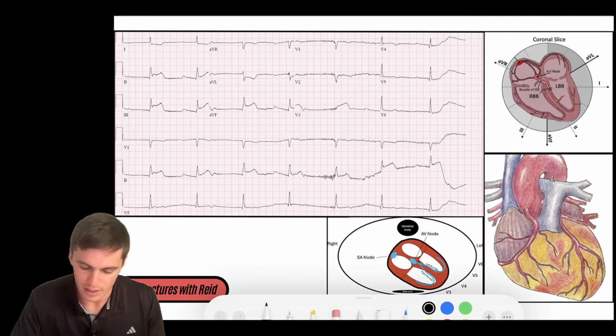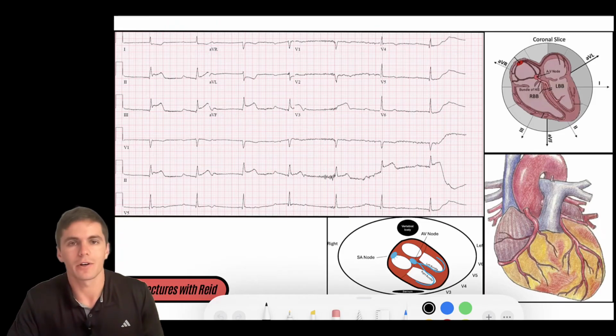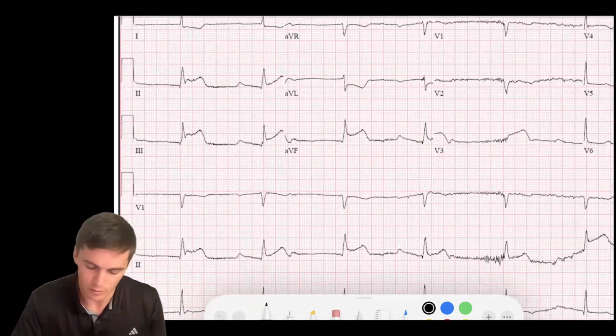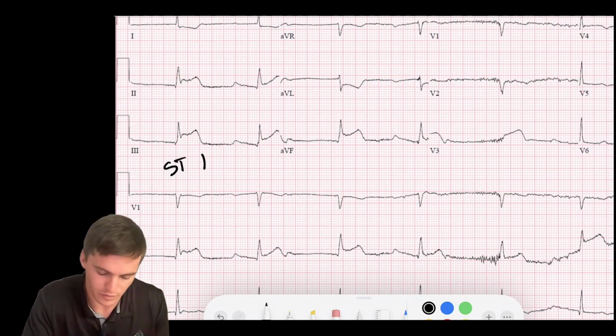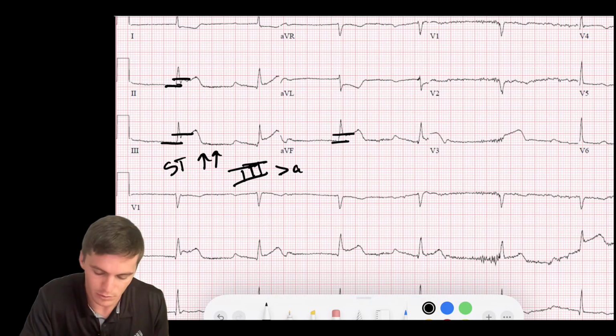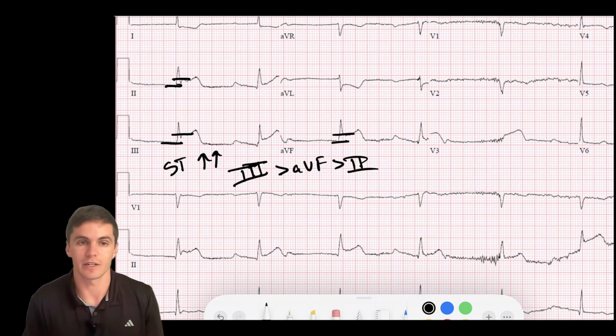Next EKG here is another right coronary artery occlusion. You guessed it. So the difference here between the other ones, first we see we've got ST segment elevation in lead 3, in lead 2, in lead AVF, but the order of things is lead 3 is greater than AVF is greater than lead 2 in these ST segment elevations, right?